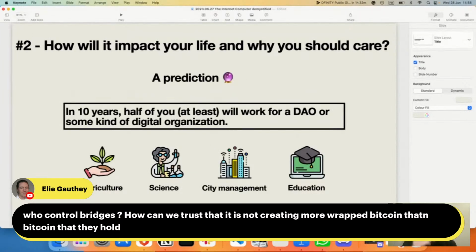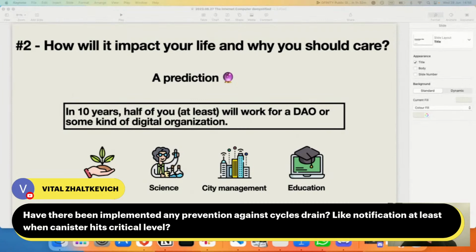Okay, so there is a last question. Have there been any preventions implemented against cycle drains?